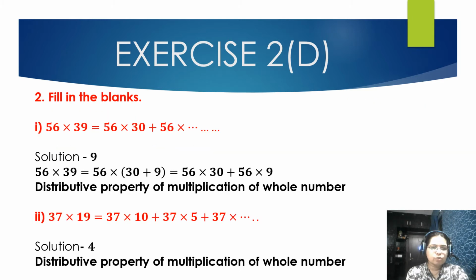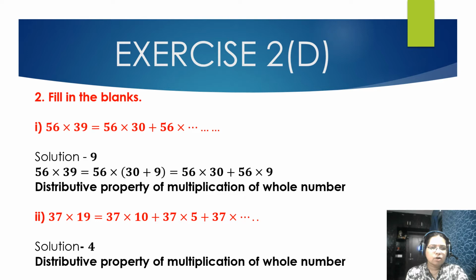And now we will solve question number 2. Question number 2 is fill in the blanks. First bit is 56 multiplied by 39 equal to 56 multiplied by 30 plus 56 multiplied by dash. We have to write down the number in the blank space.